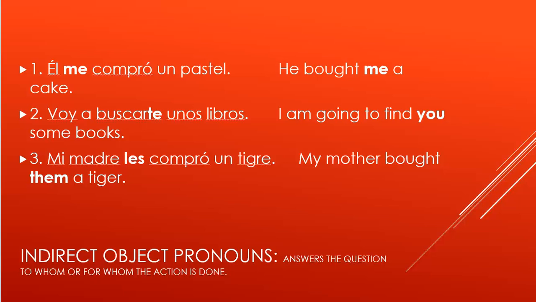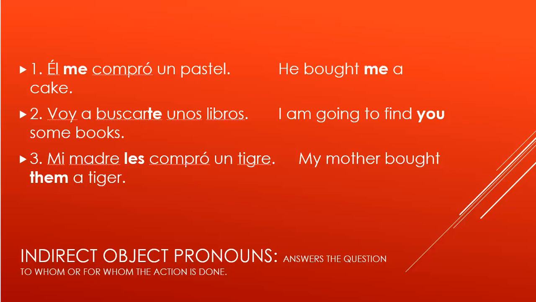The next thing you may run across is the indirect object pronoun. Indirect object pronouns answer the question to whom or for whom the action is being done. This sounds a little bit like reflexive pronouns, but it doesn't always mean the person is doing something for himself or herself. It just means that they're telling me who the action is being done for or to. So, example number 1. Él me compró un pastel. He bought me a cake. In this case, me is the indirect object pronoun. He bought the cake for me.